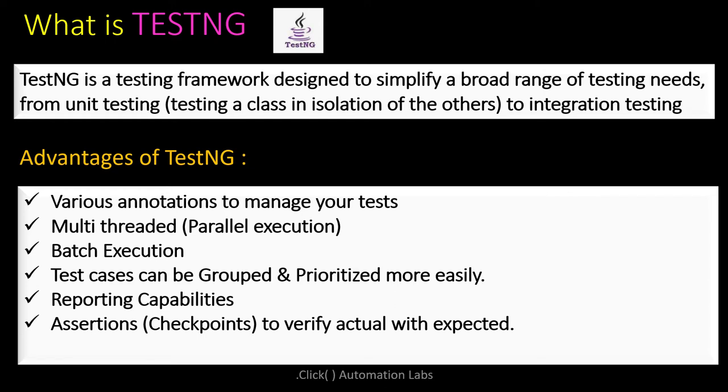Batch execution: you can run 10, 20, hundreds of tests at a time with a single click. Just right-click and run, then it will run one by one. That kind of granularity we can define and develop in TestNG. And test cases can be grouped and prioritized more easily. Sometimes we may need to run smoke tests, sometimes regression tests, sometimes system tests. To run that quickly, we can group certain test cases as per your business need. Like, I can make test cases 10 to 15 a smoke test group.